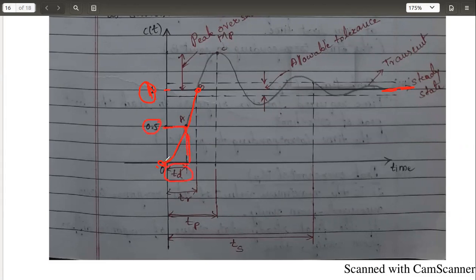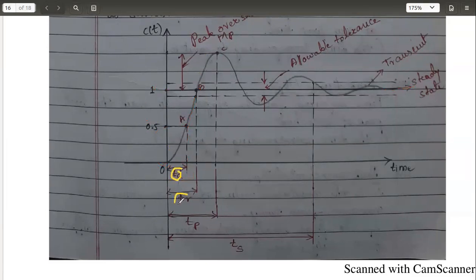where your response curve has reached 50%. See, this is your 50%, this is your 50%. Altogether, you will get a steady state value 1. However, as you have oscillations, your response will not stop here. It will keep on oscillating. Okay, that's a different thing. However, how do you define a delay time? It is the time required for the response to attain 50% of the final value. That is called delay time.